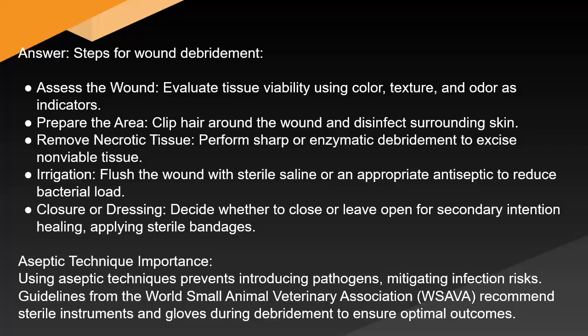Irrigation: flush the wound with sterile saline or an appropriate antiseptic to reduce bacterial load. Closure or dressing. Decide whether to close or leave open for secondary intention healing, applying sterile bandages. Aseptic technique importance. Using aseptic techniques prevents introducing pathogens, mitigating infection risks. Guidelines from the World Small Animal Veterinary Association, WSAVA, recommend sterile instruments and gloves during debridement to ensure optimal outcomes.